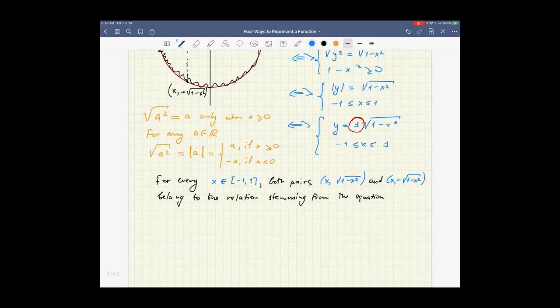But this relation is not a function because the positive square root is in general not equal to the negative square root. Since in general the positive square root of 1 minus x squared is not equal to the negative square root of 1 minus x squared, this relation is not a function.